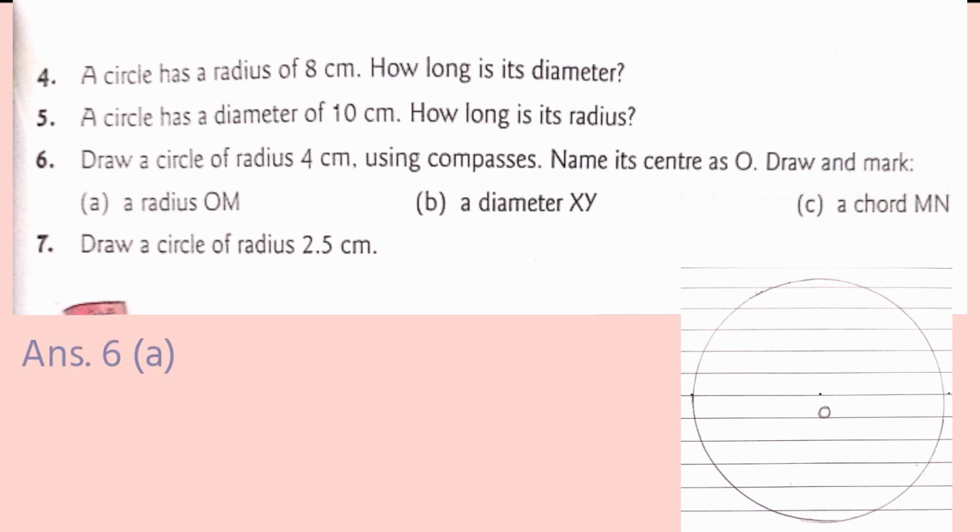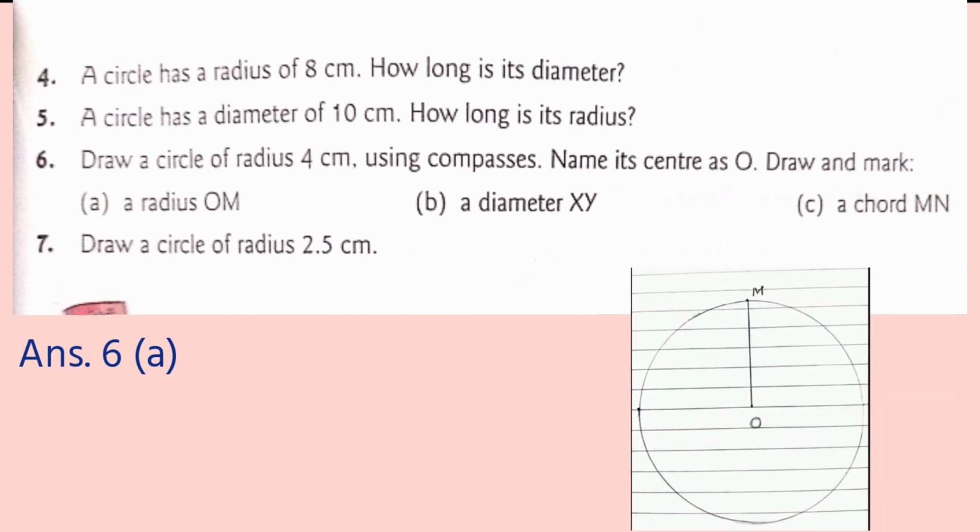Now let's move to part A, a radius OM. So for part A, we have to draw a radius OM. So we'll take a point M on the circle, and from the center we'll make a line segment to this point M, and we'll name it as OM. OM is the radius of this circle.